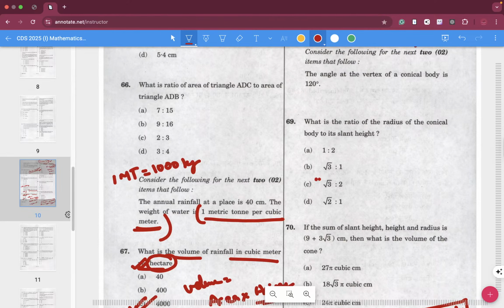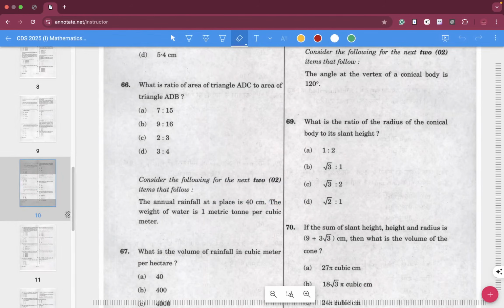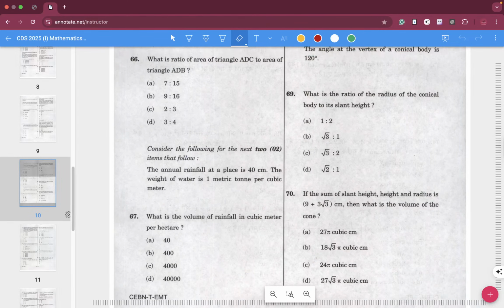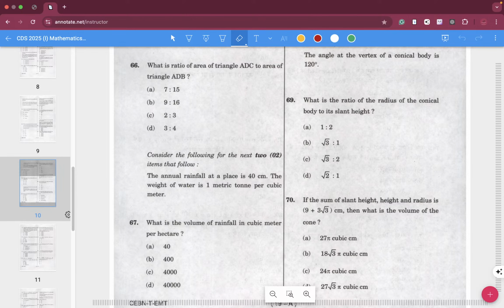Now consider the following for the next two items. The angle at the vertex of a conical body is 120 degree. So let's just draw a conical body. How does a conical body look? It looks something like this, basically a cone. And they are saying the angle at the vertex. This is the vertex, and this vertex angle is 120 degree.